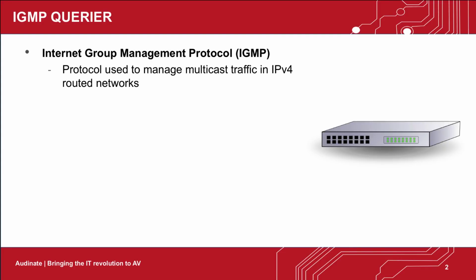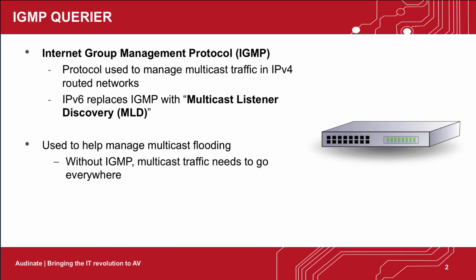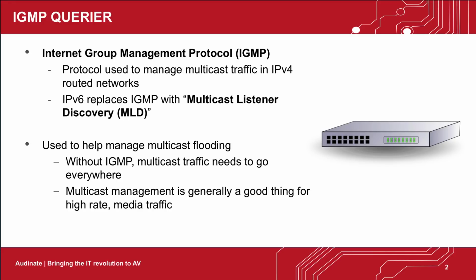Internet Group Management Protocol (IGMP) is a protocol used to manage multicast traffic in IPv4 routed networks. IPv6 replaces IGMP with multicast listener discovery. IGMP is used to help manage multicast flooding. Without it, multicast traffic needs to go everywhere. This is not ideal. Multicast management is generally a good thing for high-rate media traffic.